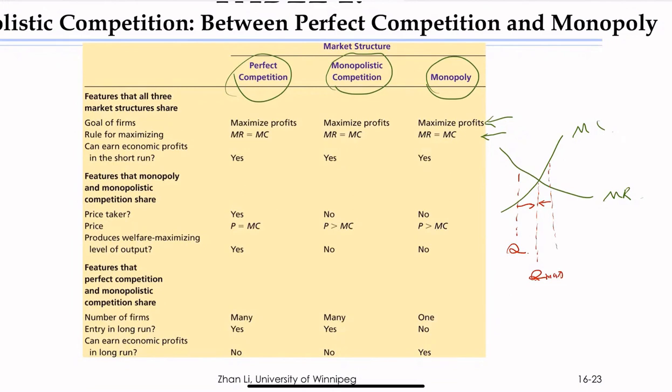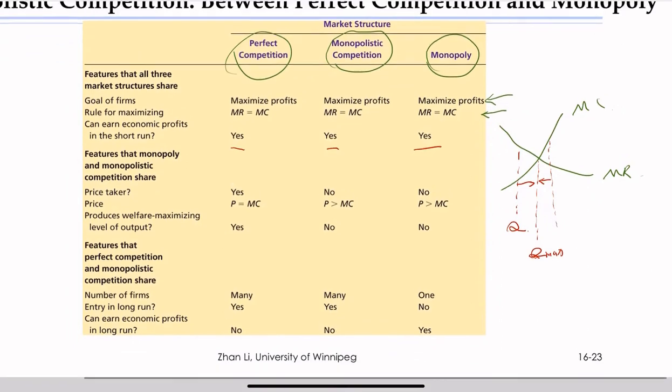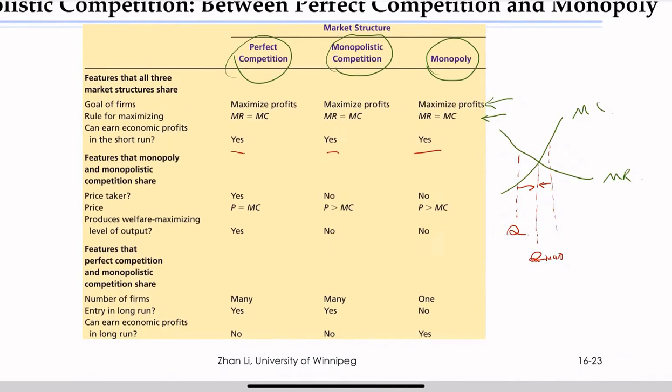Can earn economic profits in the long run. So in all three cases, the answer is yes, because in the long run, firms don't need to worry about exit and entry. So it's possible they can earn positive economic profits in the short run. Okay, next.